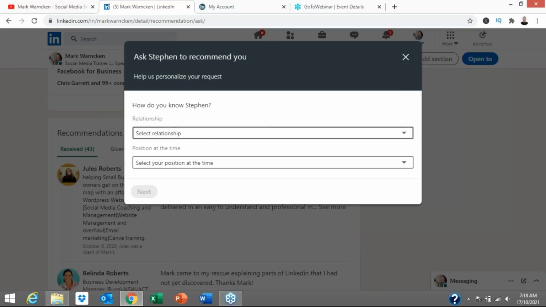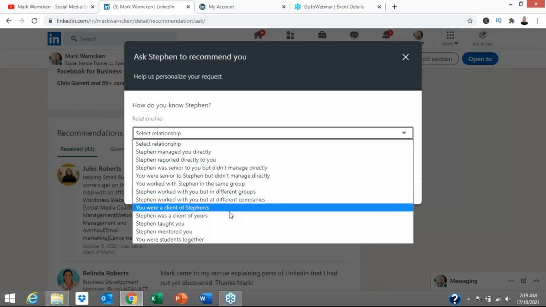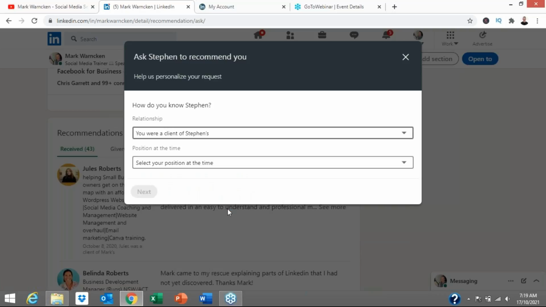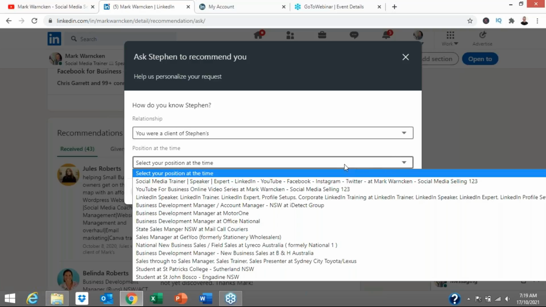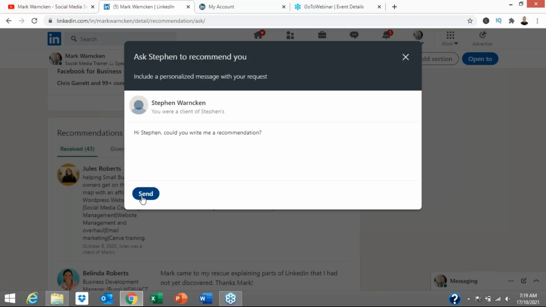So LinkedIn are going to prompt me, okay, who do I want a recommendation from? I've typed in my brother's name. Select the relationship. So in this example, I'm going to say, you are a client of Stephen's. I was working with my brother Stephen, and in this case, I was working at this job. So LinkedIn are just saying, Mark, what was the relationship and what job were you working at the same time? And there we go. And then I would do a customized message there, and I would send that off.